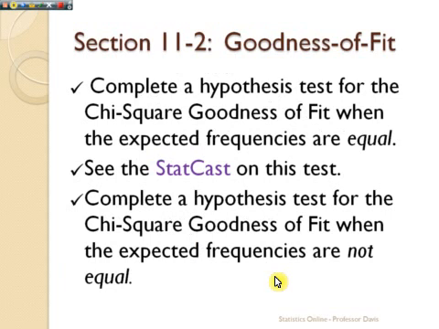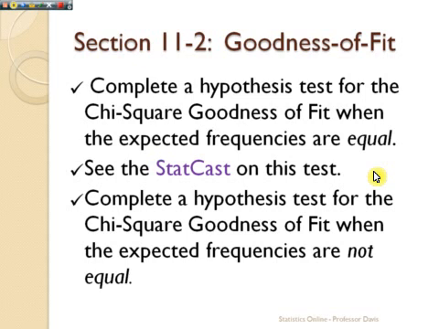Section 11.2 begins our discussion of the chi-square distribution. So you want to read over the properties of the chi-square distribution. It's a distribution that is, by its nature, skewed to the right and works well with the kind of tests that we're going to work here, the categorical tests. I have a statcast on computing chi-square tests of goodness of fit when the expected frequencies are equal. That's in the statcast area. You can check that out.